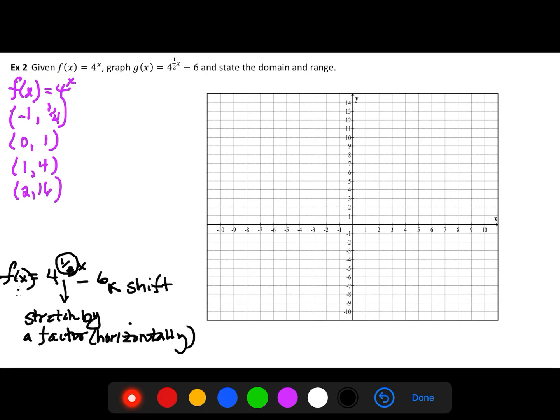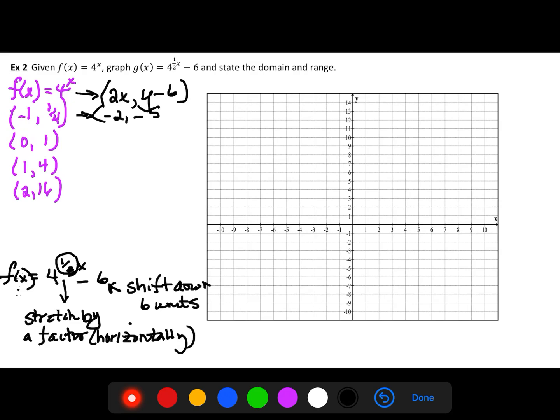Our -6 means that it is going to translate or shift down 6 units. So when we look at our key points, we are going to change our x and y. We're going to multiply our x by 2, and we're going to subtract 6 from y from each of our key points.